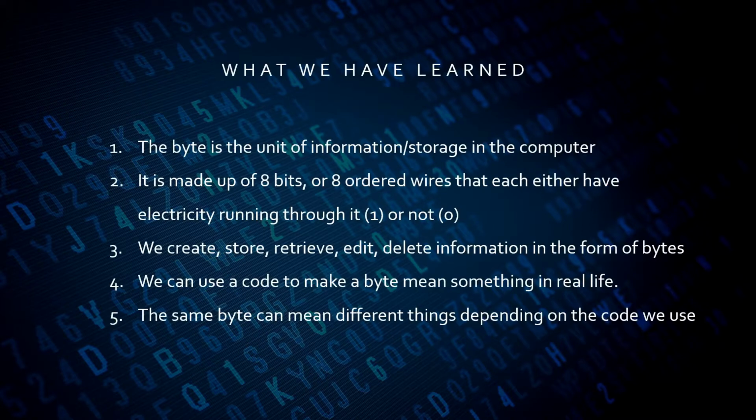So in this video, we learned a lot of foundational principles about our computer. We first started off by learning that the byte is a unit of information and storage in our computer. We know that it is made up of 8 bits, or 8 ordered wires that are located somewhere in the computer. And each of these wires either have electricity running through it or not. And when it comes to solving the information problem, the byte is the foundational unit that we need that can be combined to do all the things we want to do with information, to create, store, retrieve, edit, and delete information in the form of bytes at the most granular level.